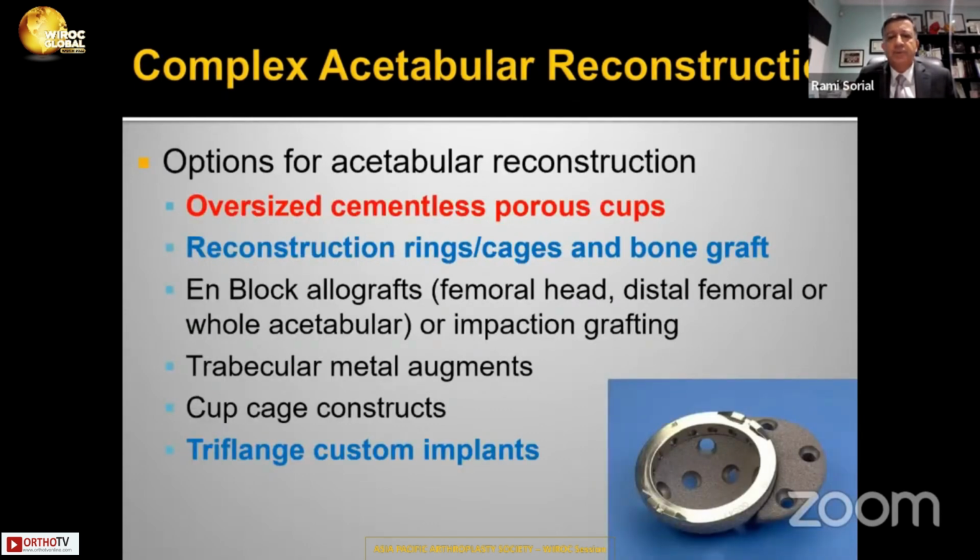There are a number of options for acetabular reconstruction. I'm going to discuss most of them, but I won't be discussing en bloc allografts or impaction grafting. But I do have experience with jumbo cups, porous cups, reconstruction rings and cages, bone grafting. We're going to be talking about trabecular metal augments, cup cage constructs, and also talk about triflange custom implants for the most severe of acetabular reconstructions.